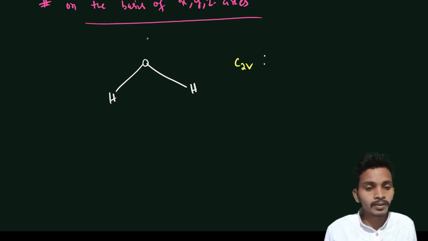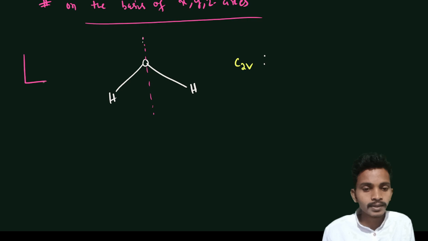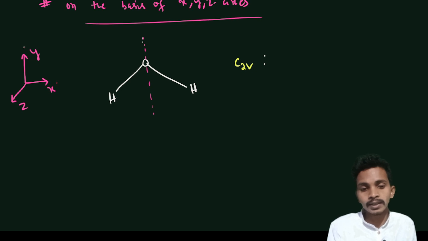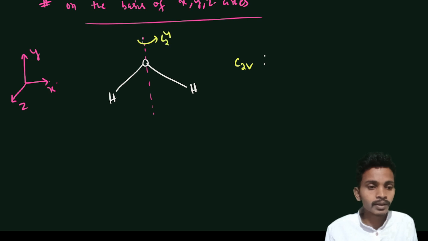The symmetry elements or symmetry operations. One is the C2 axis. Let's say this is the x axis, this is the y axis and this is the z axis. Let's fix that. We always take this x, this is y, this is z. If we change the axis, then our answer is also going to change, so it is better to fix the axis. If we fix these axes and I do the C2y operation, then what will happen? This will get interchanged.